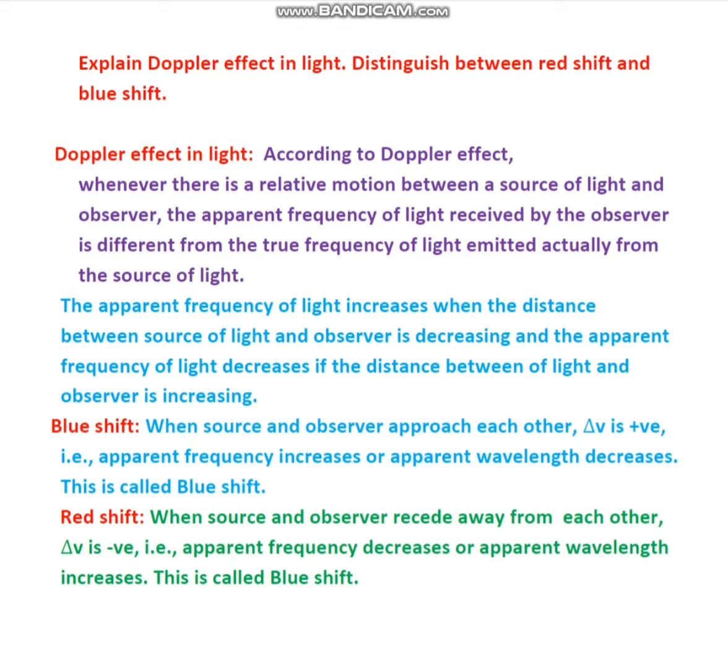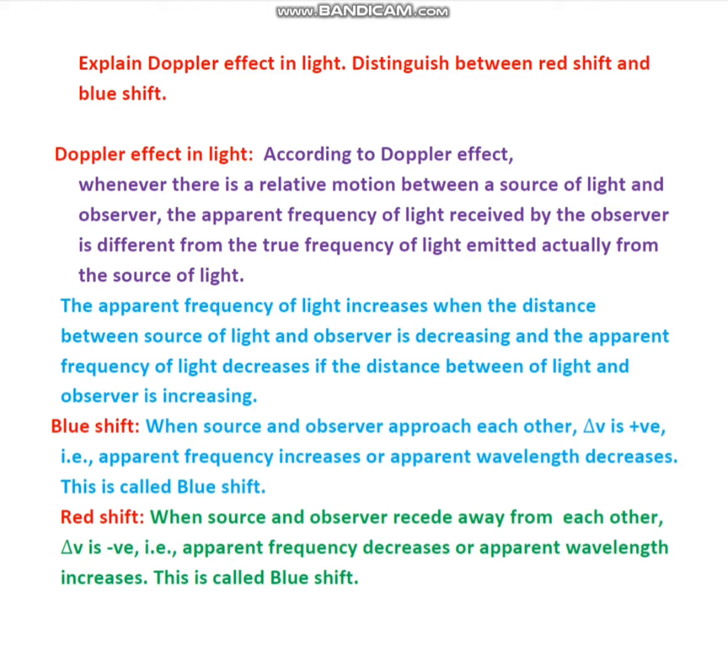Whether the frequency of light increases or decreases depends on the distance between the source and observer. And next, we can define the blue shift and red shift. So first, blue shift. When the source and observer approach each other, delta nu is positive, meaning the frequency increases. Apparent frequency increases or apparent wavelength decreases. So this is called blue shift.